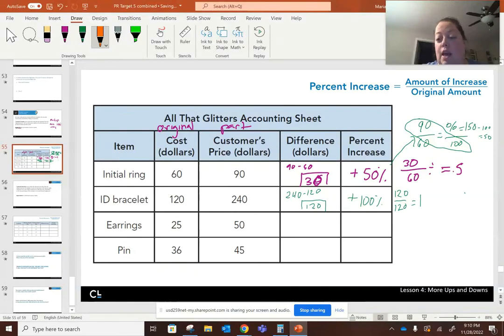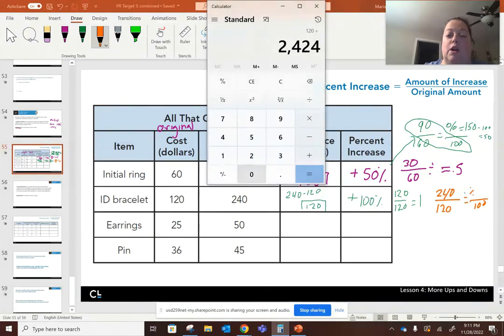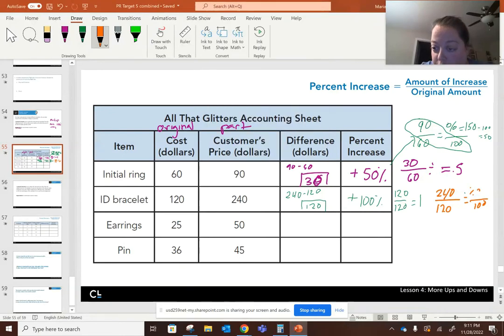So again, I can do this the other way where I'm used to my part, which is 240. Because again, with markups, the part should be larger than the whole. 120 equals my percent over 100. So I'm trying to figure out what this is. So again, this is where I'm going to do 240 times 100 divided by 120 gives me 200. So 200%, but remember, I have to subtract the 100%.